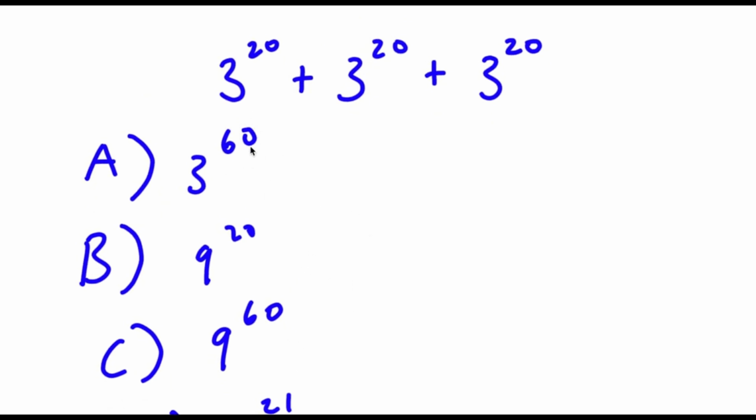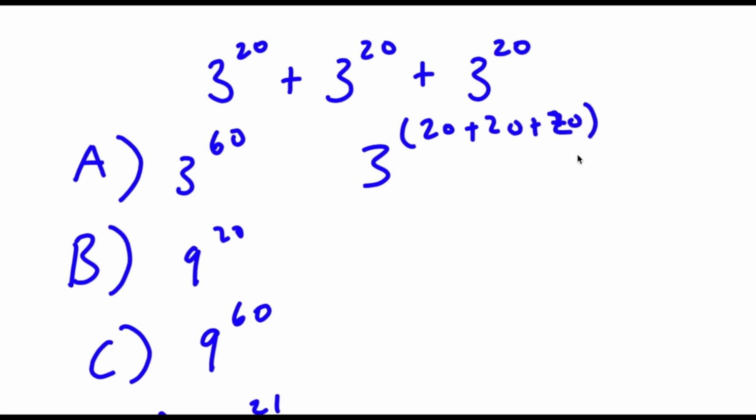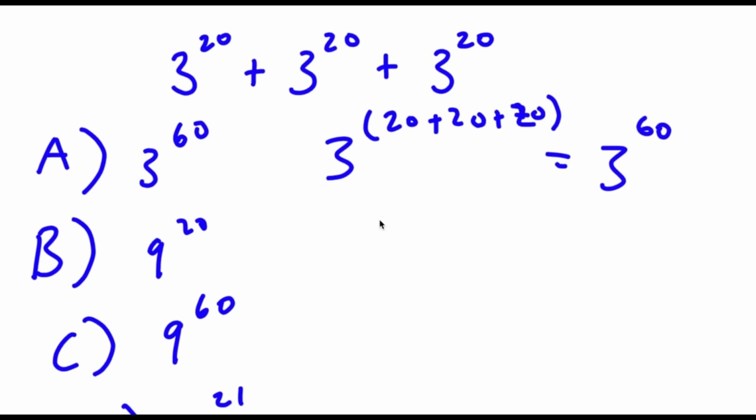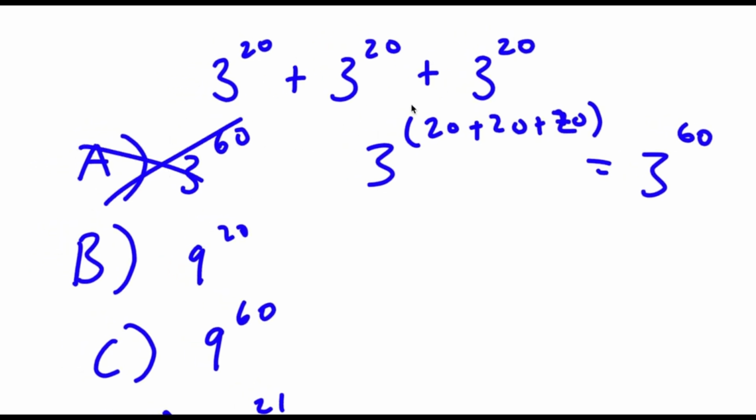So for answer choice A, 3 to the power of 60, how you get this is you simply keep the base the same and you add the exponents. So you have 3 to the power of 20 plus 20 plus 20. And 20 plus 20 plus 20 is 60, so this results in 3 to the power of 60. And this method is actually wrong because that's not the way to add exponents.